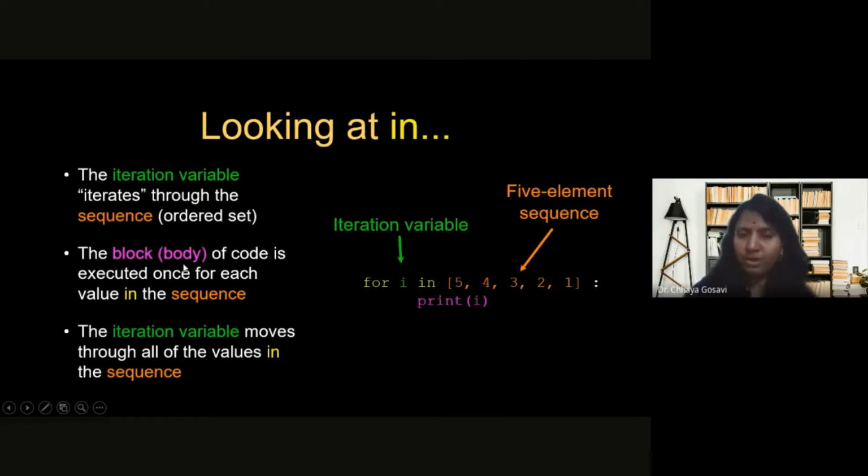The iteration variable iterates through the sequence, which is an ordered set. The block body of the code is executed once for each value in the sequence. So this is called the block or body. There can be many statements in one block in a for loop. The iteration variable moves through all these values in a sequence. So first it will work for 5. Value of i will be 5. Next iteration, i is incremented to the next index, that is 4, then 3, then 2, and then 1.